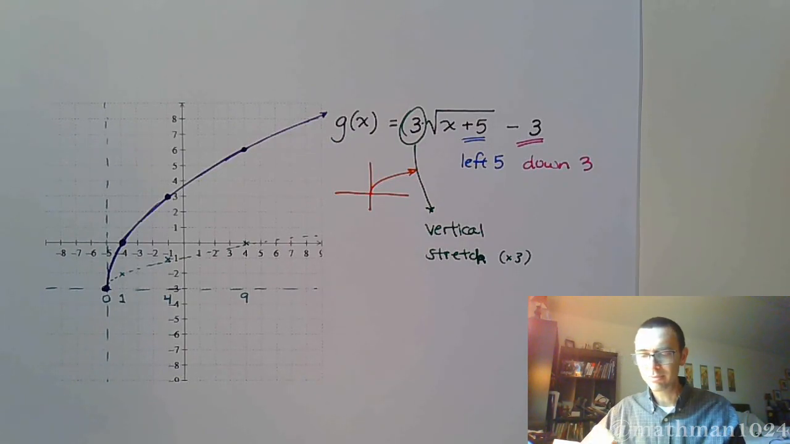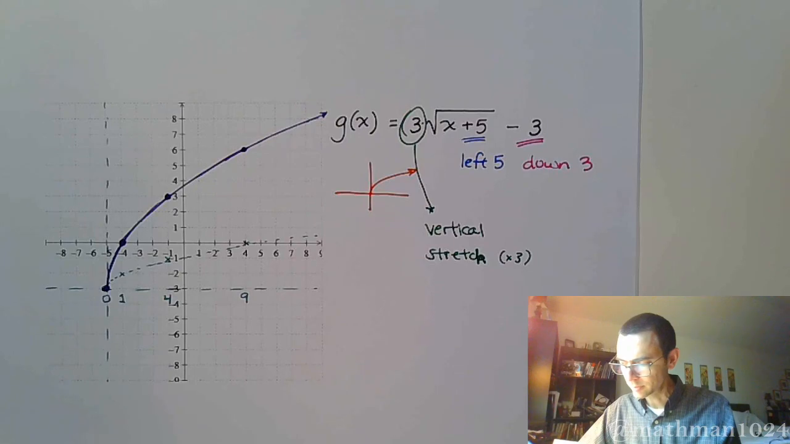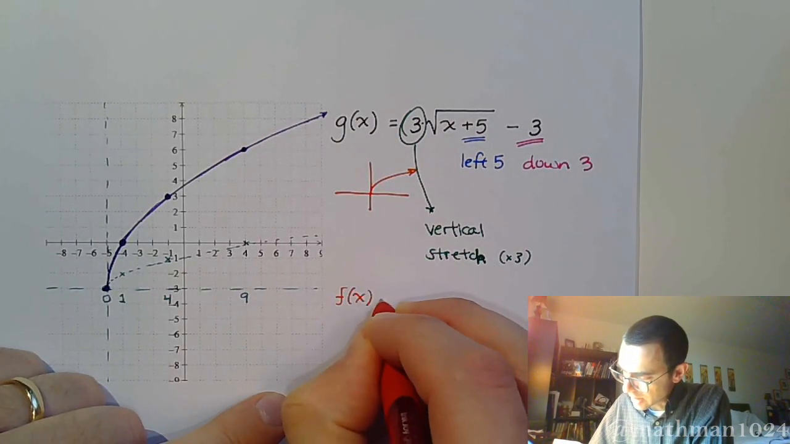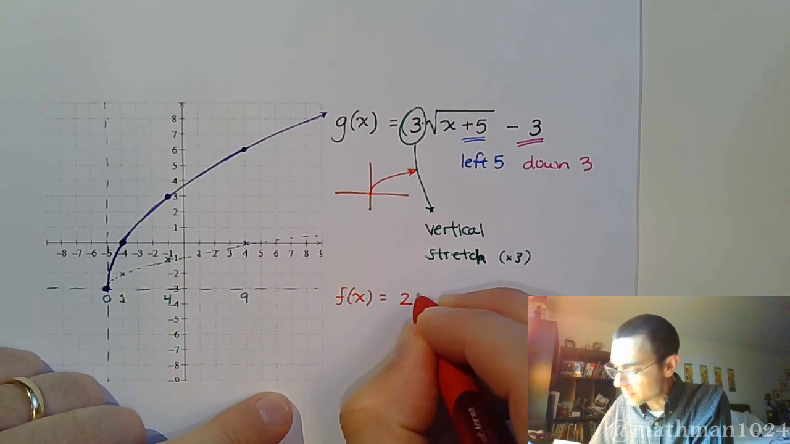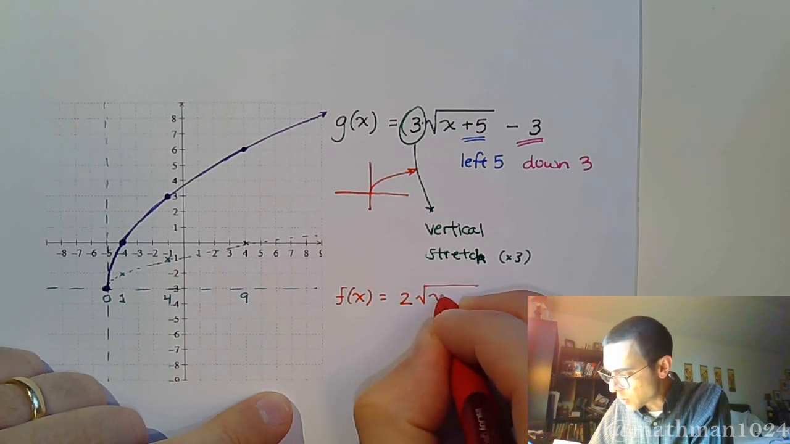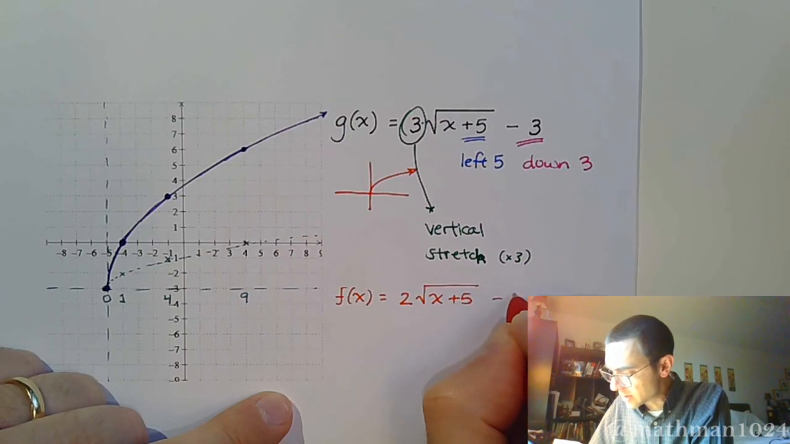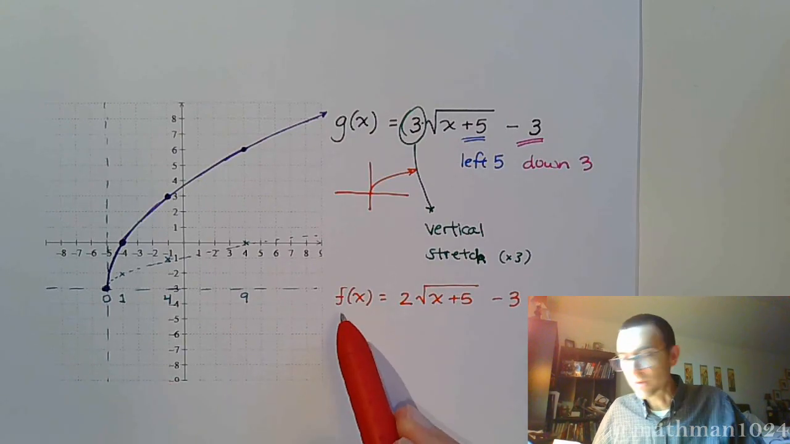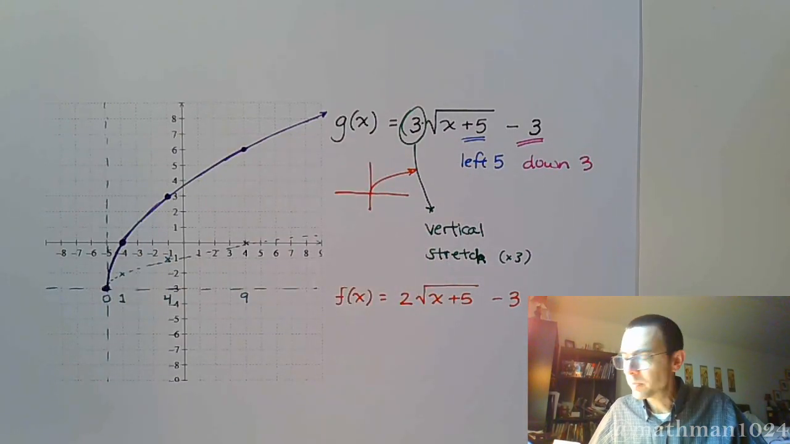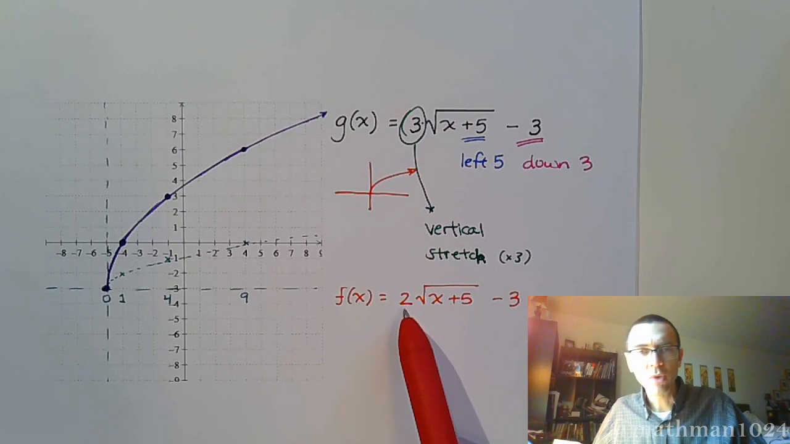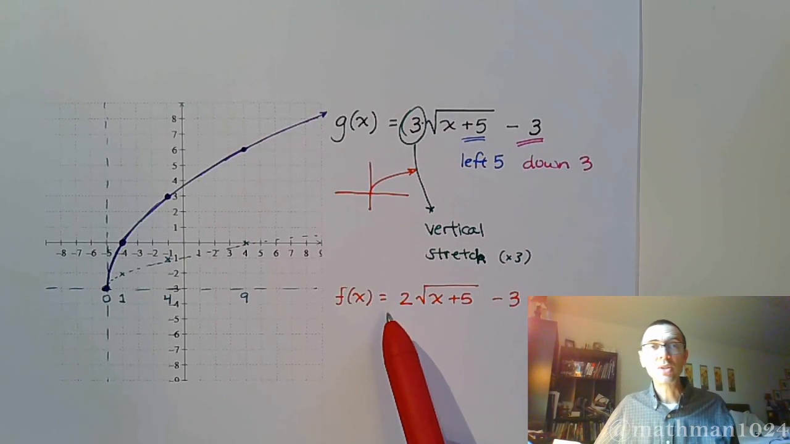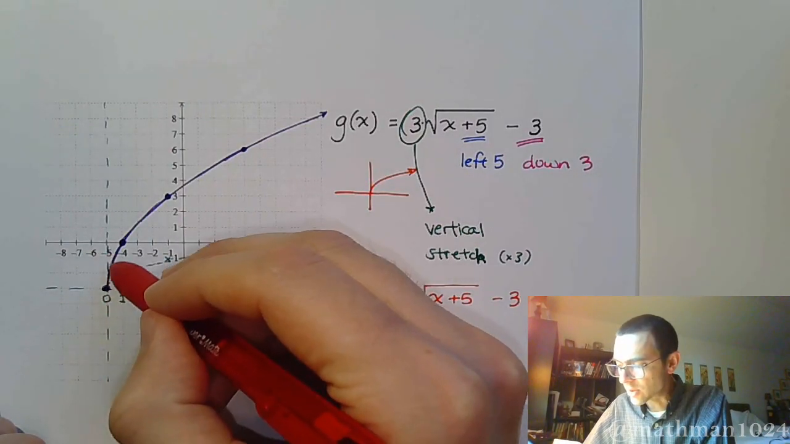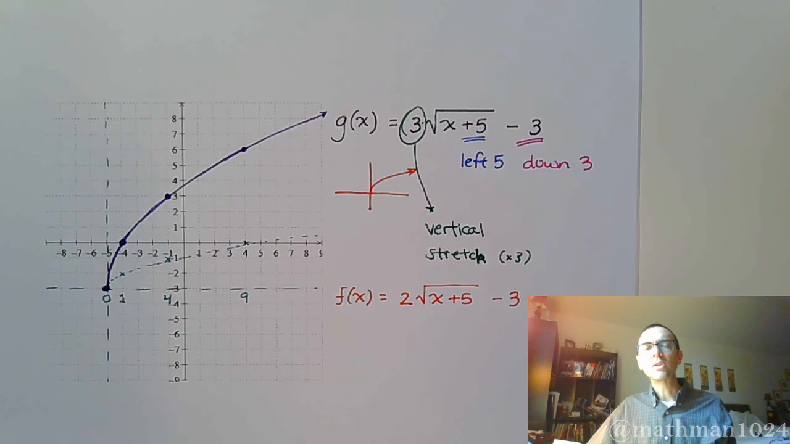Now, as almost like a follow-up to this, imagine if I asked you to do this. If I said f of x is equal to 2 times the square root of x plus 5 minus 3. The only difference between what we have here in red for f and in black for g is the lead coefficient here of 2 in terms of how it stretches things. So this is when you just have a 1 in front. This is a 3.